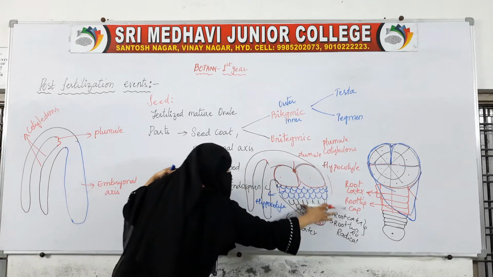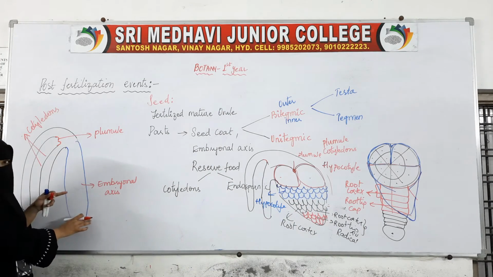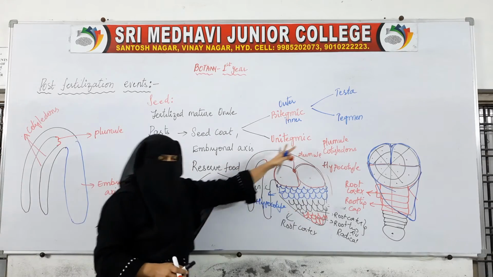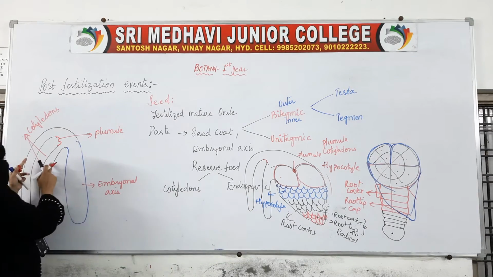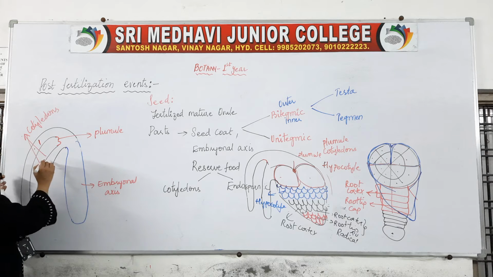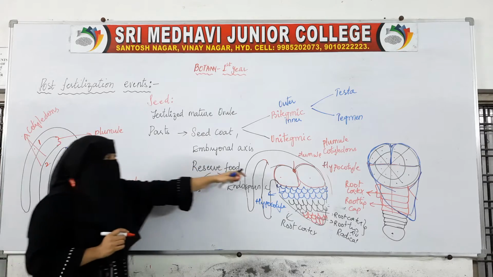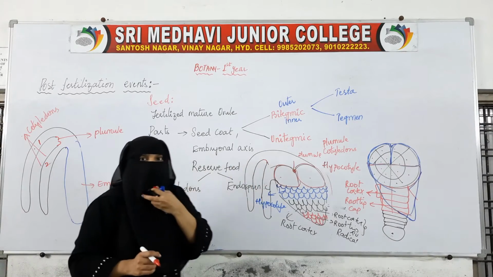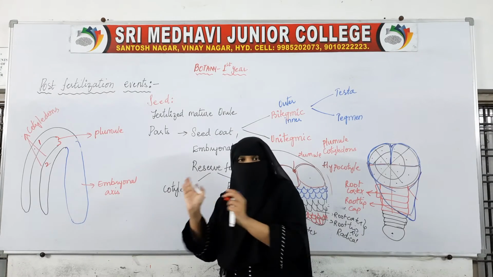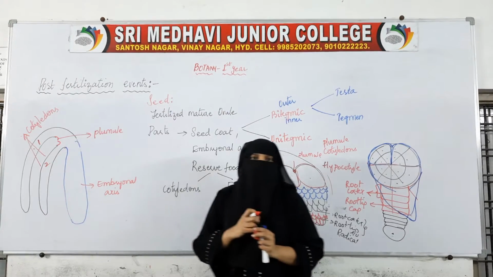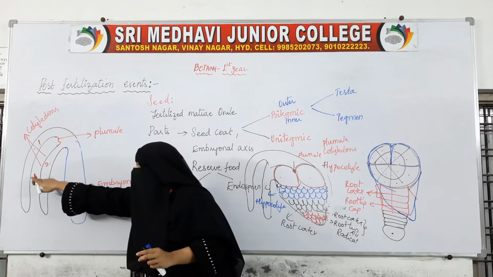This whole part is the embryo, and this whole part is the embryonal axis. These two are the cotyledons. This is one cotyledon and this is another cotyledon, and this is the plumule. If you see this mature embryo, it is like this, with both the cotyledons bending to one side. So this is the embryonal axis, and these two are the cotyledons.